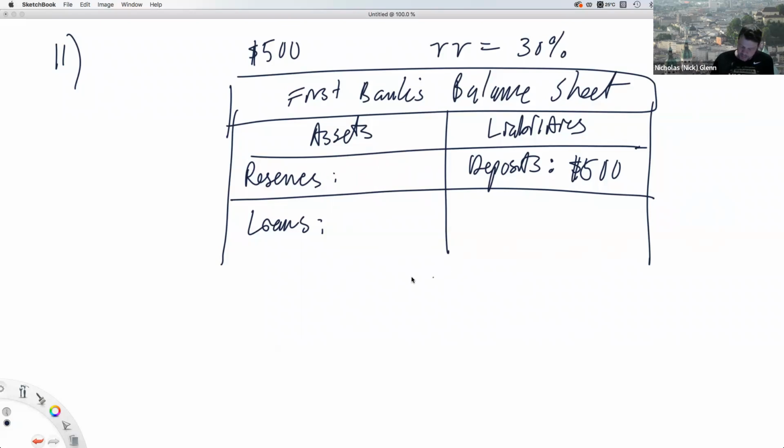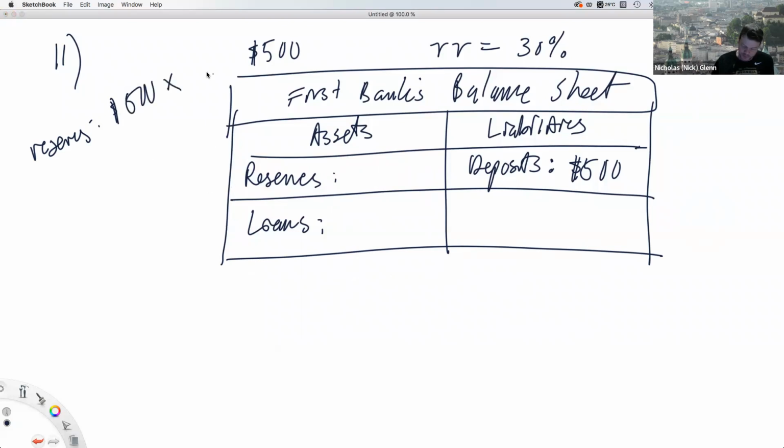All right. How much are they going to hold of this money as reserves? Well, reserves are going to be $500 times the reserve ratio, which is 30%. So they're going to hold $150 in reserve here. And they'll loan out the rest of this. 500 minus 150 is 350. Remember, these sides are always going to be equal to each other. 500 here on this side and 500 on this side. Okay, so First Bank is making 350 in loans.